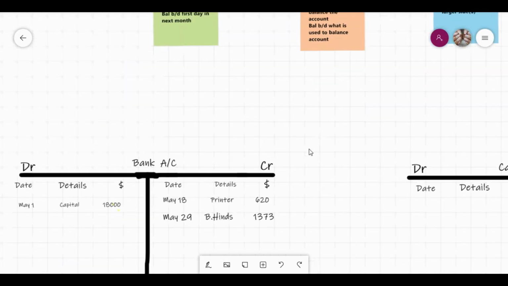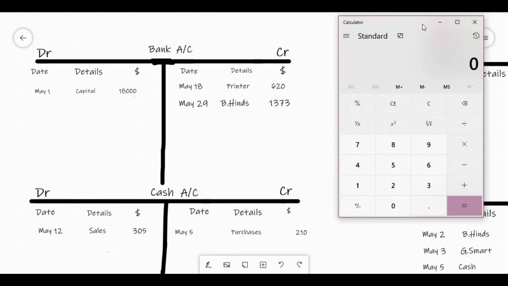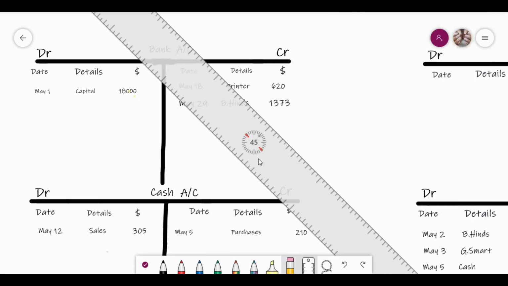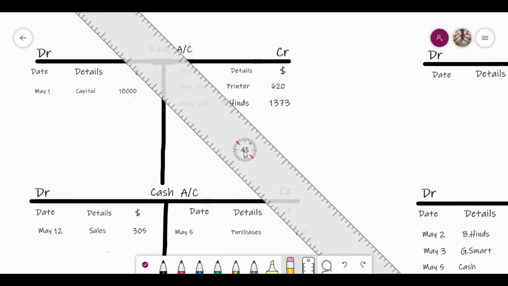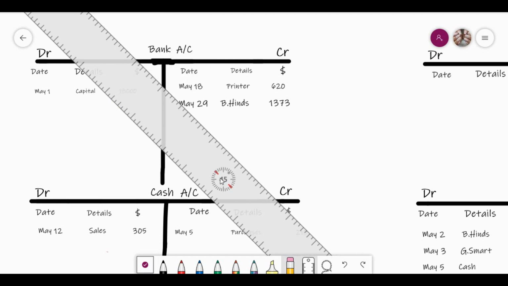Okay, so we'll be balancing off the accounts we made earlier on. So we're going to be adding the figures on the credit side to know how much we should be subtracting from the larger side, which is the debit side, to find the balance carried down figure, which is 1607.